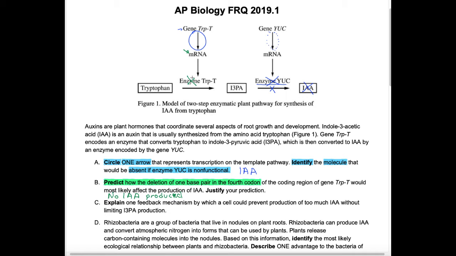We're ready to move on to Part C. Part C is going to focus on explaining one feedback mechanism by which a cell could prevent the production of too much IAA without limiting I3PA production.